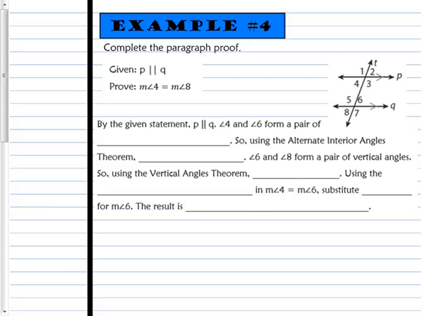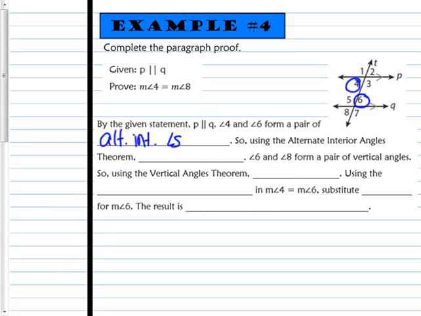We're going to complete the paragraph proof. Now this is a different type of proof. They write it in paragraph form. So it's not the statements on one side and the reasons on the other. They've given us that P is parallel to Q, so we know that. They want us to prove that the measure of angle 4 is equal to the measure of angle 8. So by the given statement, P is parallel to Q. We already know that. Angle 4 and angle 6 form a pair of what? So here's angle 4, here's angle 6. What kind of angles are those? They're alternate interior angles. Okay?